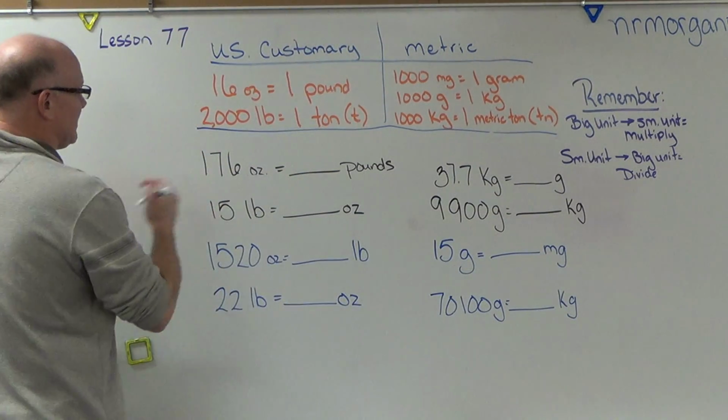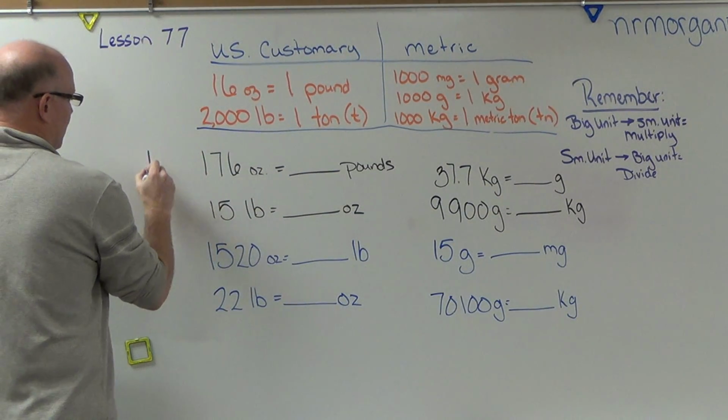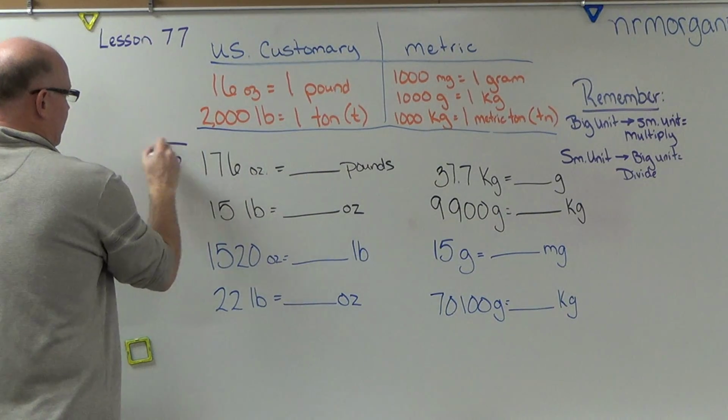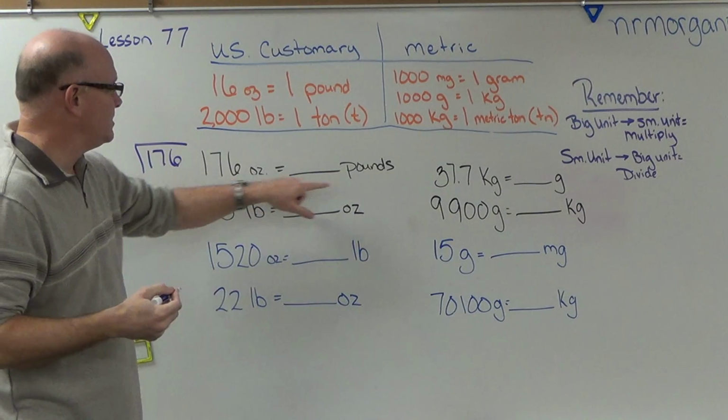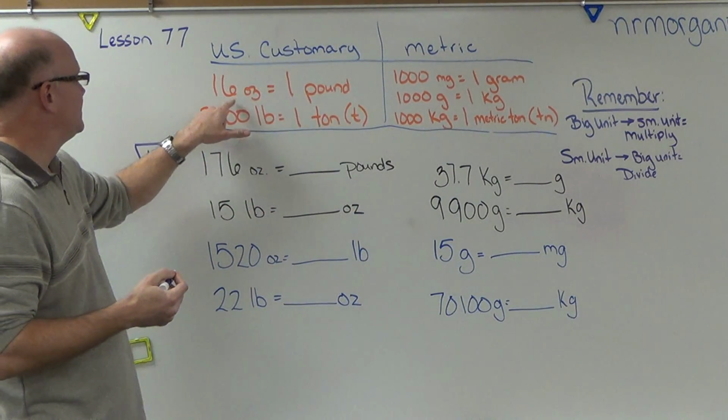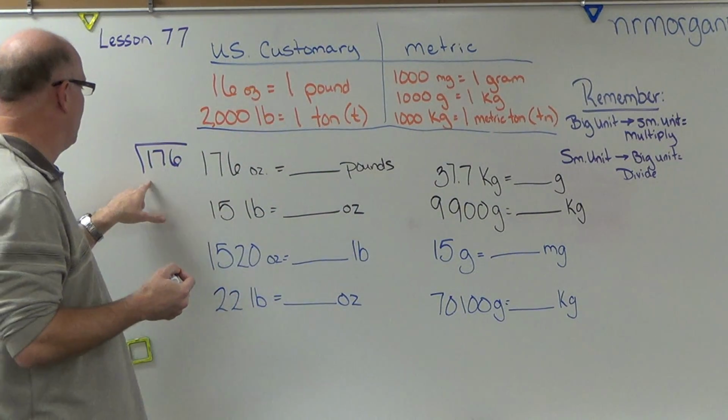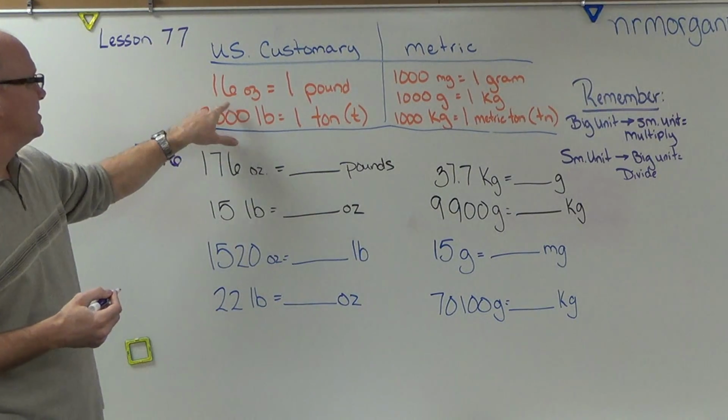So we know we have 176. Now we just need to figure out how much we're going to divide it by. So we're going ounces into pounds. So a pound has 16 ounces. So we're going to want to divide this by 16.